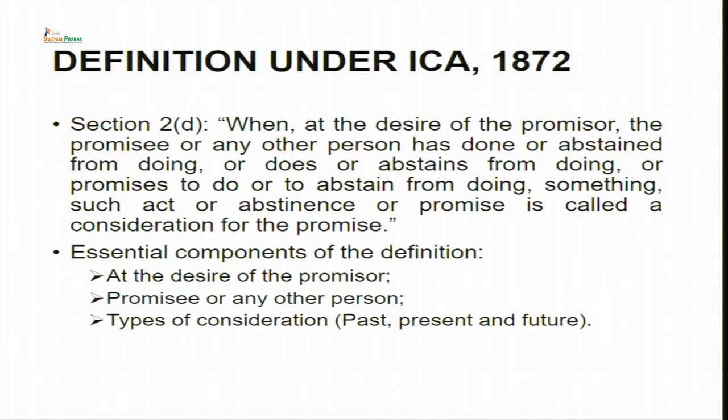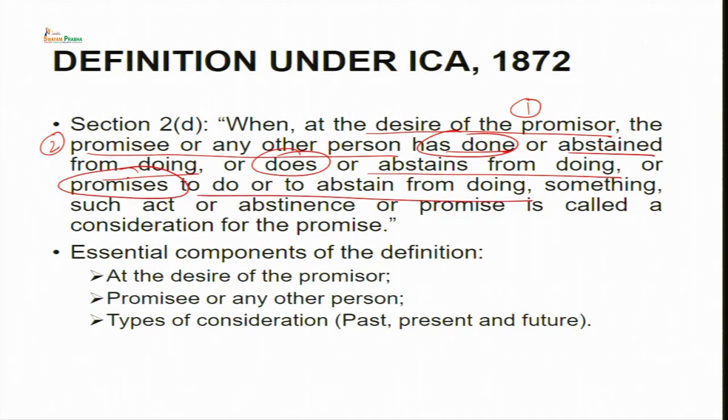Now, moving on to the definition of the term consideration as given under the Indian Contract Act 1872. I would like to read this definition for you, and then we will see how we can divide this definition into various parts and understand it. It says, when at the desire of the promisor, the promisee or any other person has done or abstained from doing, does or abstains from doing, or promises to do or abstain from doing something, such act or abstinence or promise is called a consideration for the promise.